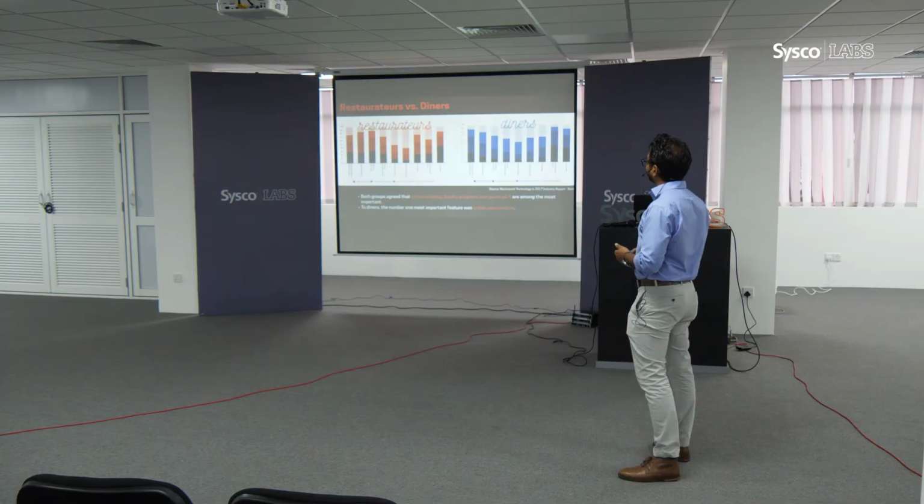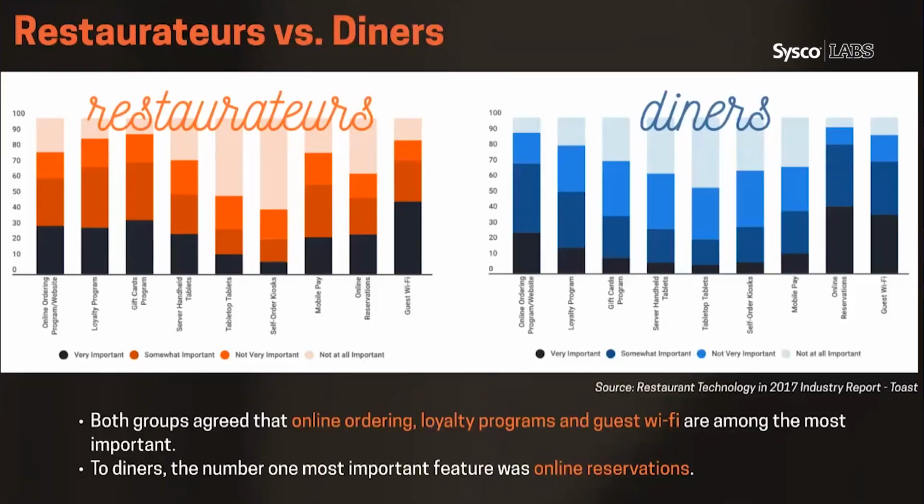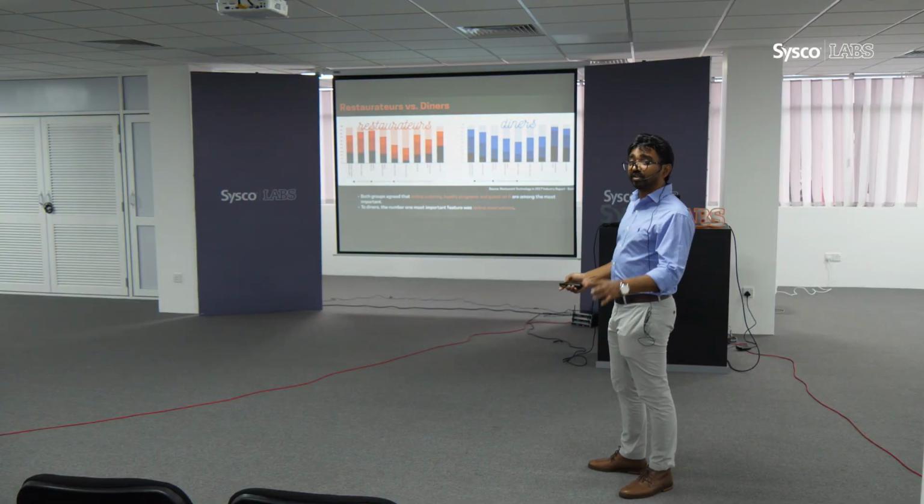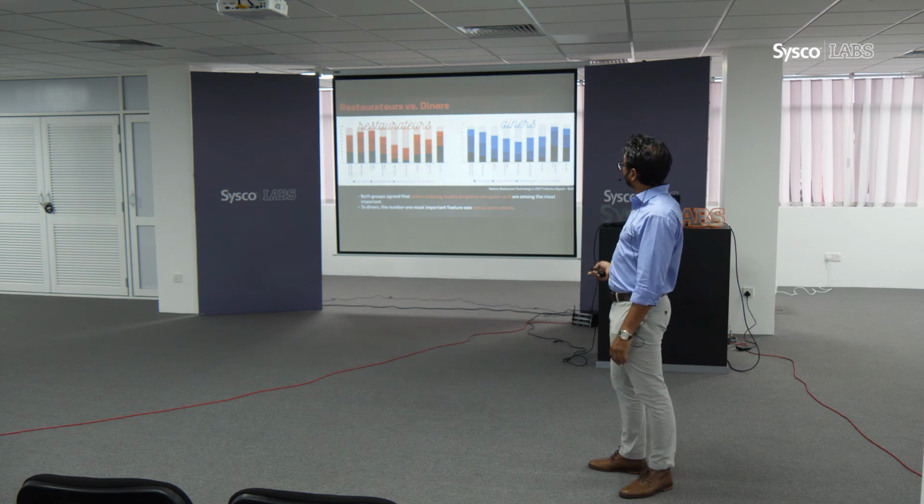A few things that I want to highlight: this is a survey done by Toast, which talks about some of the technology offerings, from both the restaurant's point of view and the diner's point of view. For example, for online ordering, close to 30% of restaurants say that it is very important for them, and another close to 30% say it is somewhat important. You understand the idea? Each offering that is there. I know it's difficult to see at the back, but bear with me, I'll talk about it.